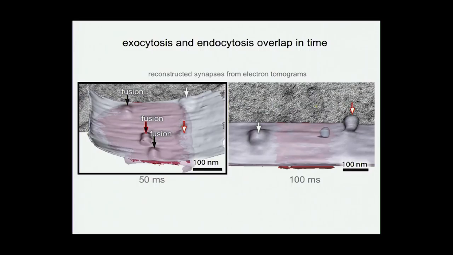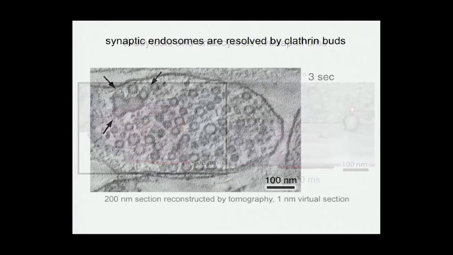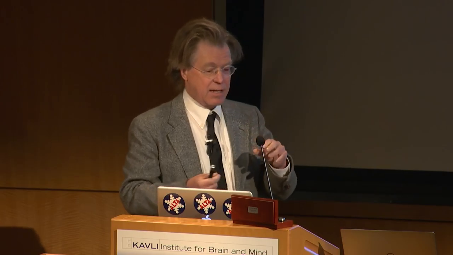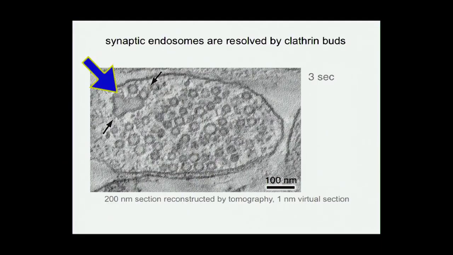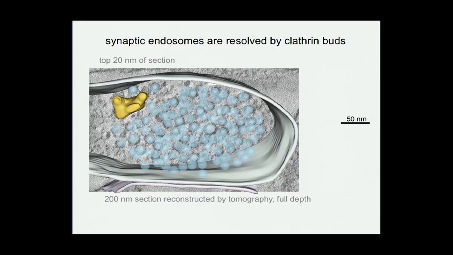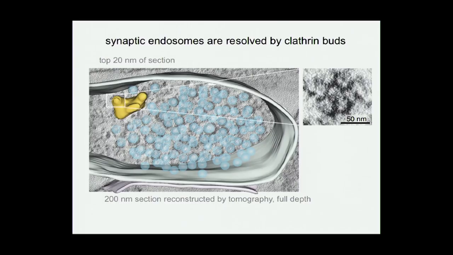So we're able to then follow what happens to this membrane later. And what you can see is that it is transported to the back of the synapse, and it makes these large synaptic endosomes shown here. And then this synaptic endosome is cut apart by clathrin into individual synaptic vesicles. And here is a 3D view of that. If we just focus on one of these buds, when you look at the densities, you can see that, in fact, there's a clathrin geodesic dome or buckyball forming around one of these vesicles.